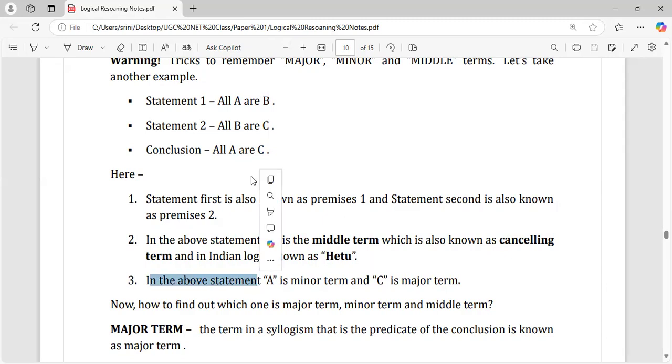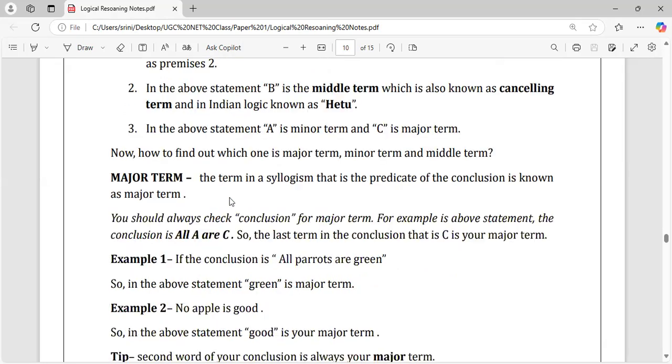In the above statement, A is the minor term and C is the major term. You can see in the conclusion, we have a predicate, and that is the major term. C is the major term, A is the subject. You can see B is not here. B is the middle term, which is not part of the conclusion.